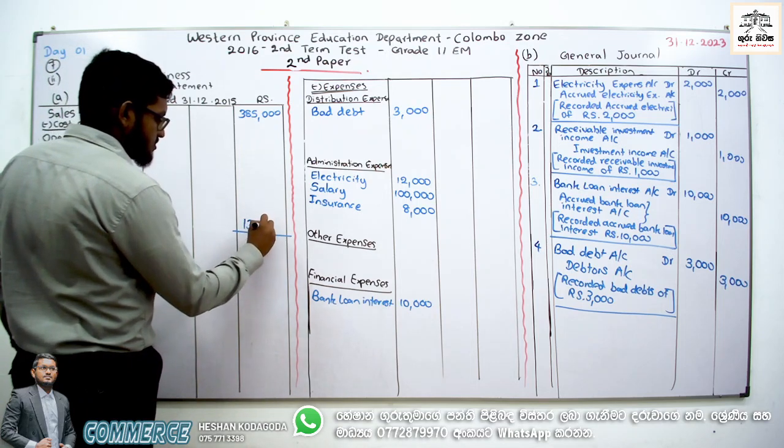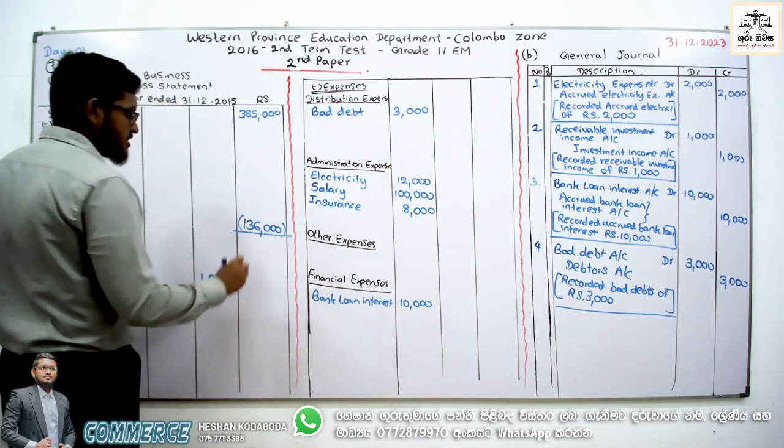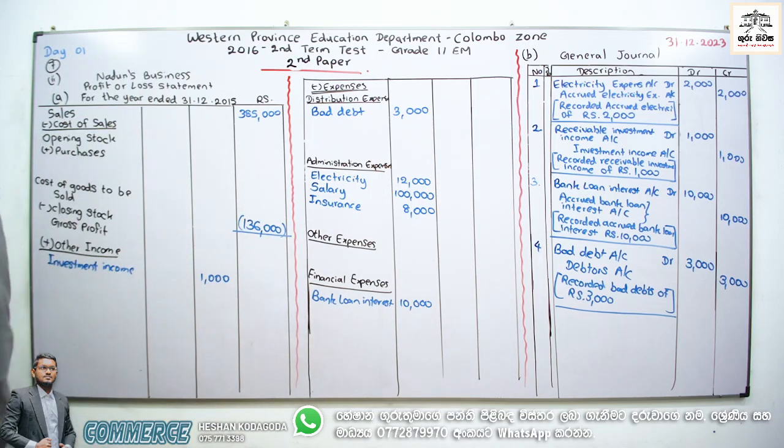136,000 is minus. Is it clear to you guys? Send me a thumbs up. Cost of sales 136,000 is given. Is it clear to you? Send me a thumbs up.